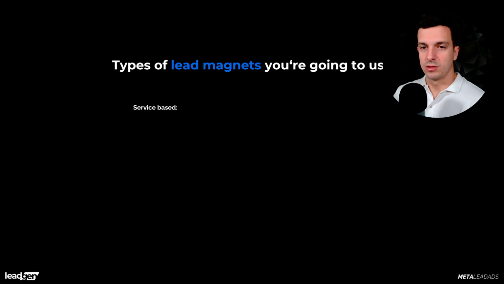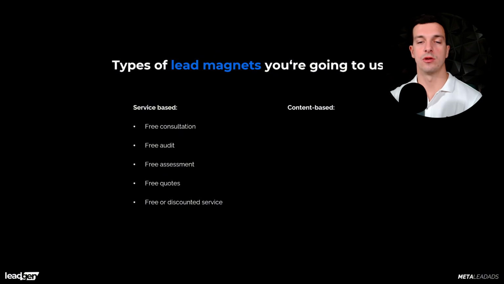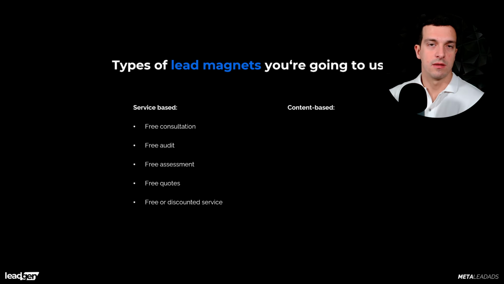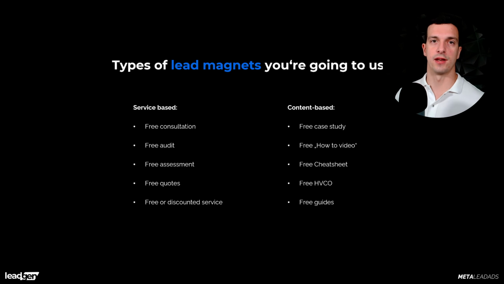Types of lead magnets you're going to use: service-based, such as free consultation, free audit, free assessment, free quotes, free or discounted services. And another one is content-based. The service-based lead magnet is when they fill out the form and say, okay, you can reach out to me, I want to get in touch with you, then you need to call them or they will come to you, so there's some kind of interaction. With the content-based lead magnet, like a free case study, free how-to video, free cheat sheet, free high-value content offer, or free guides, it's a different funnel.